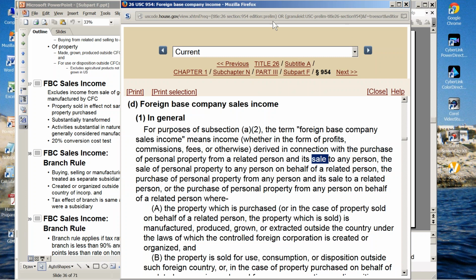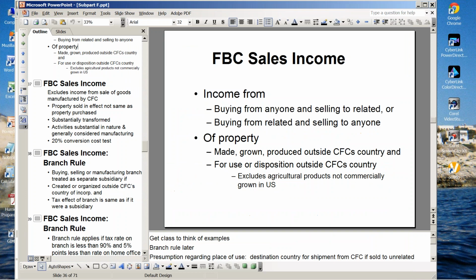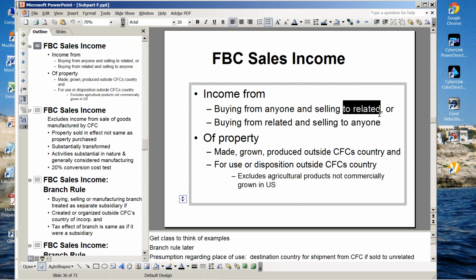So let's go through these pieces. Again, I really encourage you to read the code and regs on this. It's critical. So let's go through the pieces of this rule. There are 2 key themes in the 3 parts of Subpart F income that we're discussing in the class. First, a related party is involved. And second, there's something going on outside the CFC's country. So let's go through these bullet points just one by one.